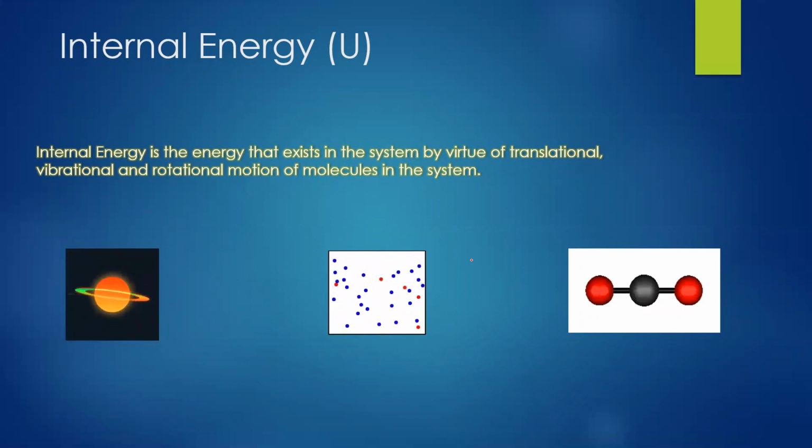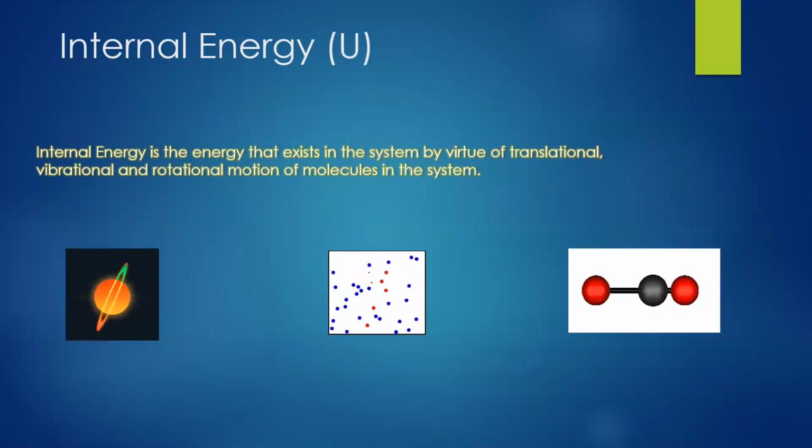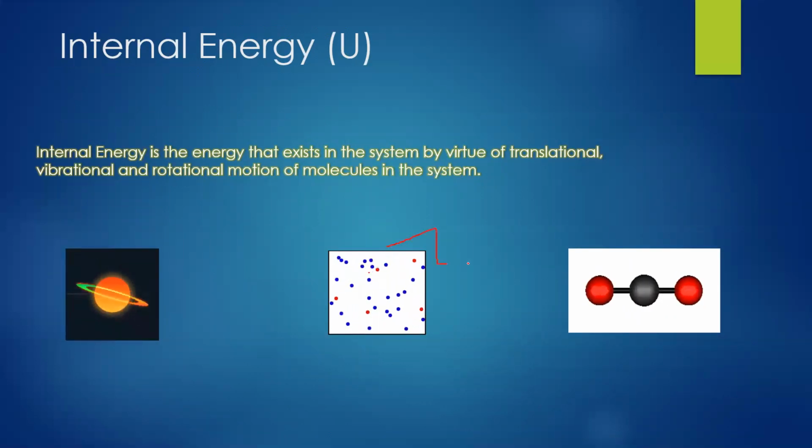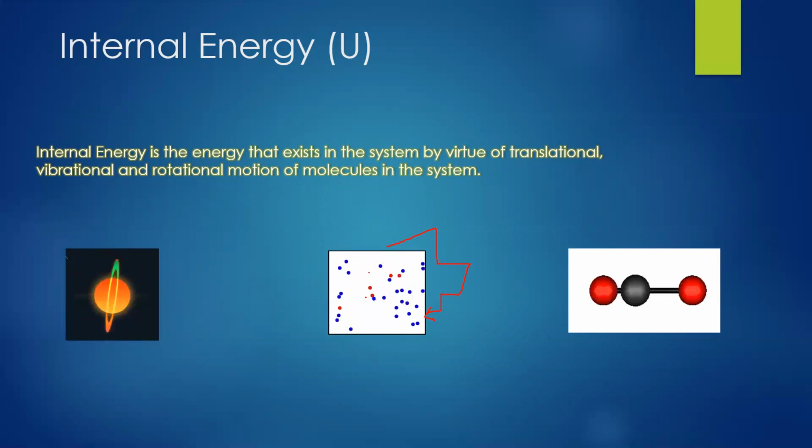So internal energy is basically the energy that exists in the system by virtue of translational, vibrational, and rotational motion of molecules in the system. Over here, you can see these molecules moving in this pattern. This movement of molecules gives rise to some energy. Because of this motion of the molecules, there is some energy in them.